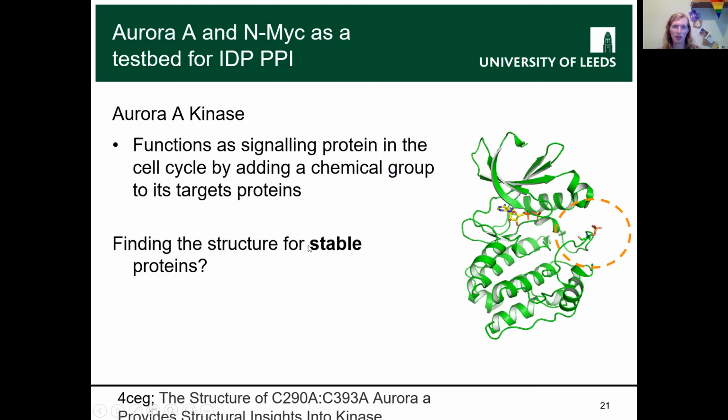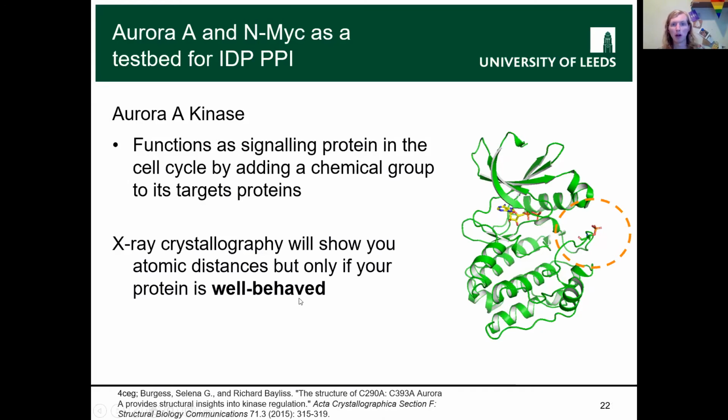So if we have stable proteins and we can find stable folds, what use is chemical cross-linking mass spectrometry? Well, the problem is with intrinsically disordered proteins, you can't use crystallography to find the structure of these proteins. So I like to think of this as X-ray crystallography allows you to find atomic distances of proteins, but only if it's well behaved, only if it forms this single solid fold.